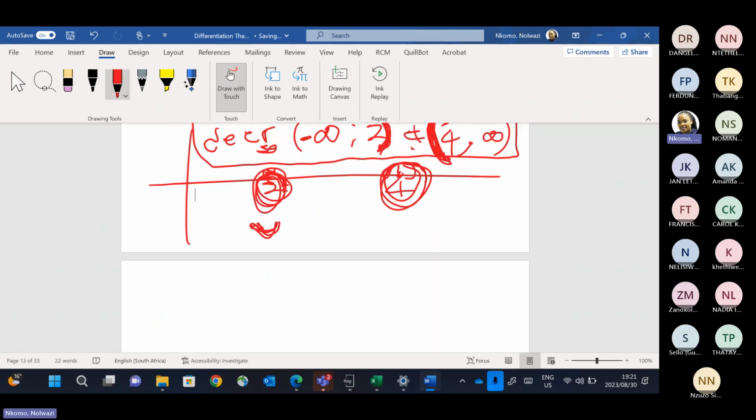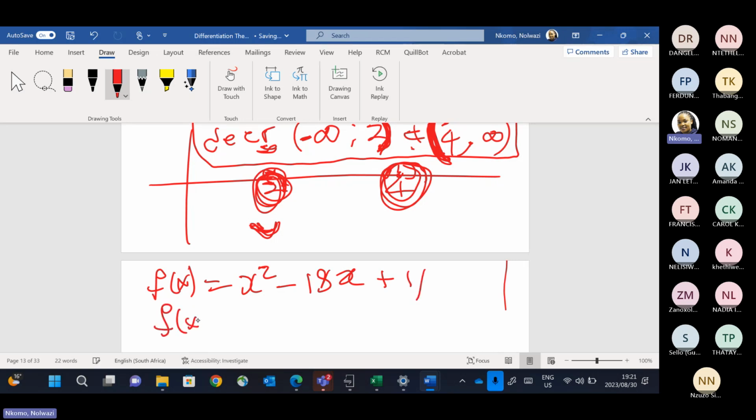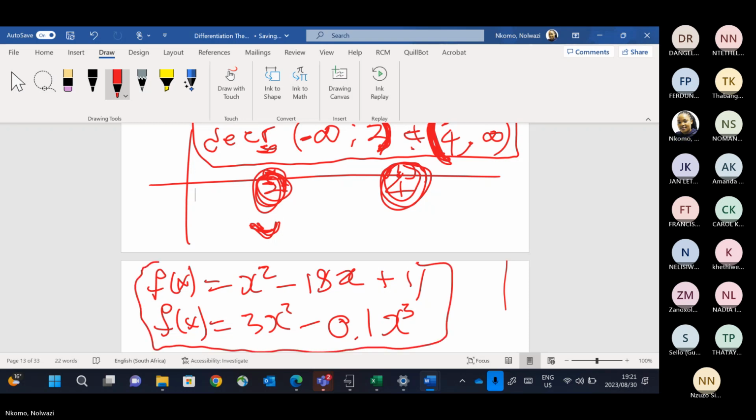Okay. In your spare time, please do work on this. f(x) = x squared minus 18x plus 11, and f(x) = 3x squared minus 0.1x cubed. These two. Okay.